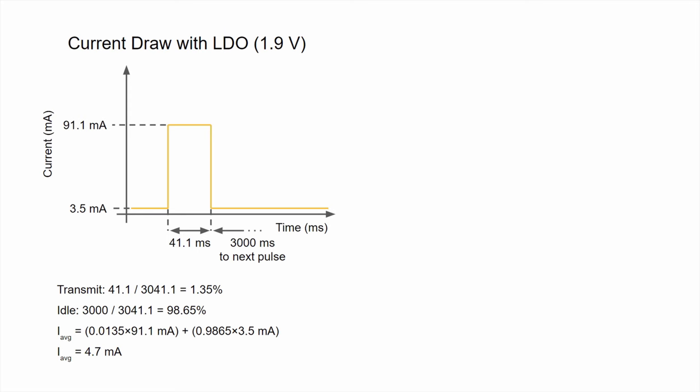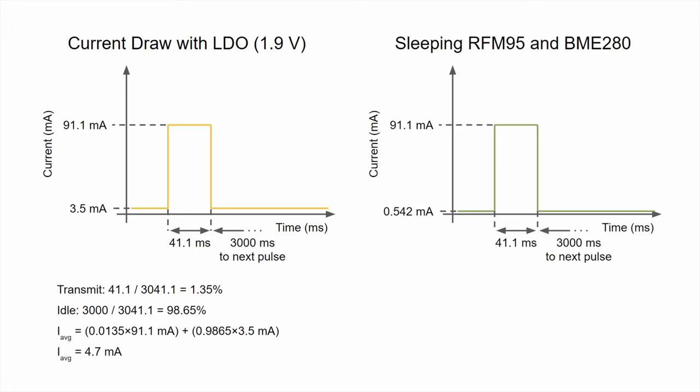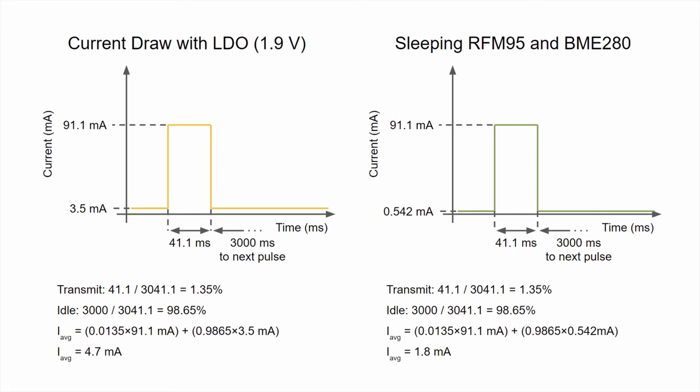After adding the linear regulator, we found that we were pulling an average of 4.7 milliamps. By sleeping the RFM95 and BME280, we lowered the idle current to 542 microamps. For now, we'll assume that the transmit current stays the same, as we did not measure that. This gives us an average of 1.8 milliamps, a whole 2.9 milliamps lower than last time. We're definitely getting closer to our goal of 100 microamps. We have one more component to put to sleep, and that's our microcontroller, which we'll cover on the next episode.